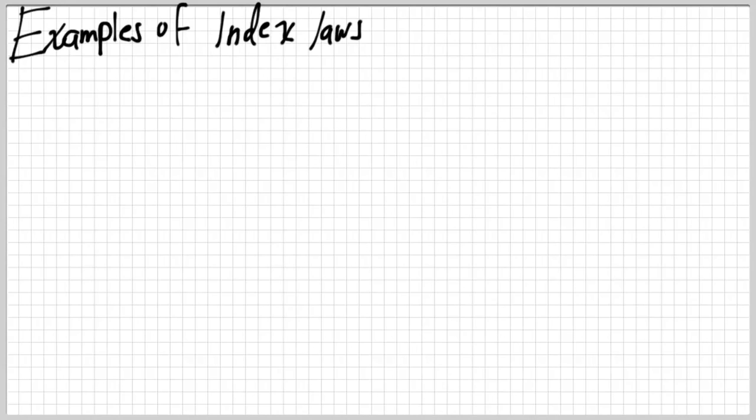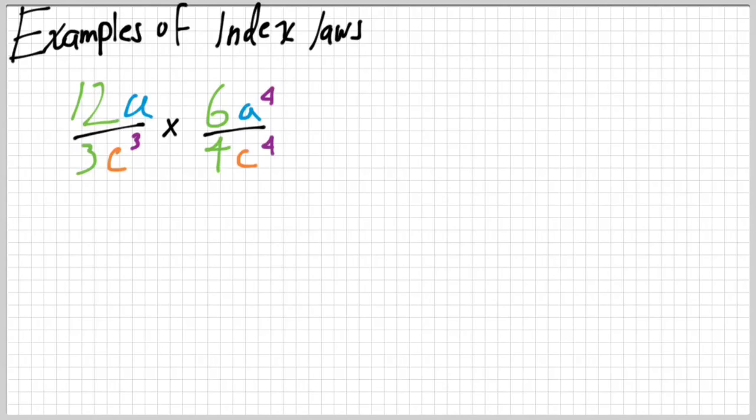Hello, Mr. Thompson here. We're going to look at some examples of problems using index laws, specifically index laws 1 and 2. I've been asked by a student to look at this problem: 12a over 3c cubed times 6a to the fourth over 4c to the fourth.